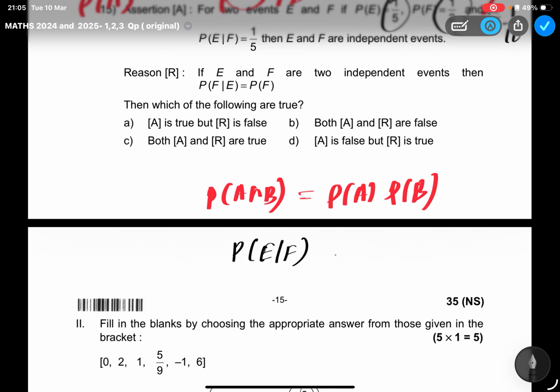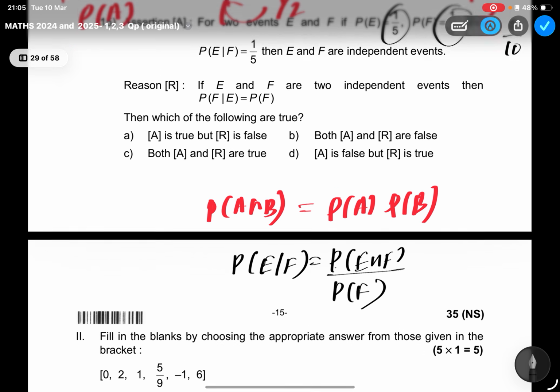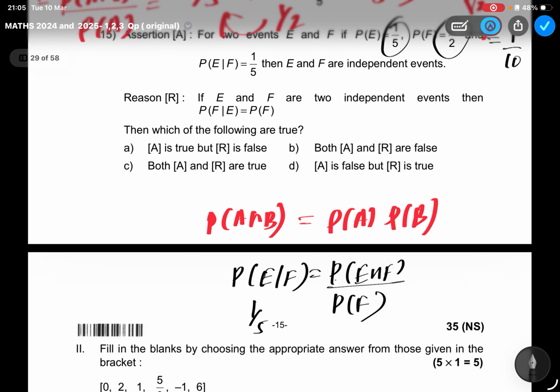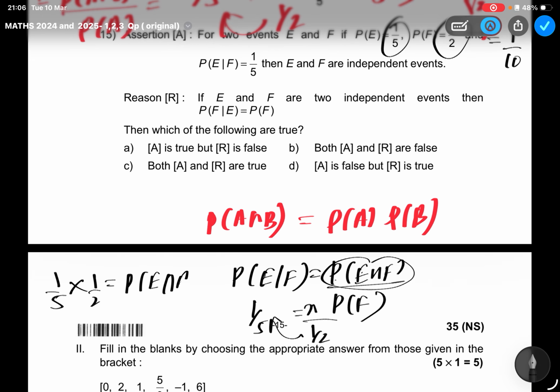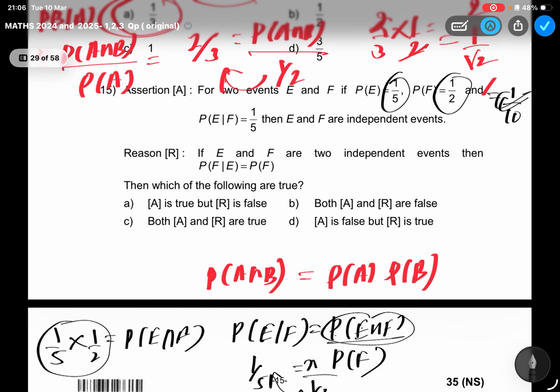Probability of E given F is probability of E intersection F divided by probability of F. So E given F is 1 by 5, equal to this. You can consider x divided by probability of F, which is 1 by 2. Cross multiply. This comes to this side: 1 by 5 into 1 by 2. Probability of E intersection F is 1 by 2 into 1 by 5. It will be 1 by 10. Then the assertion is correct. It means it is true.